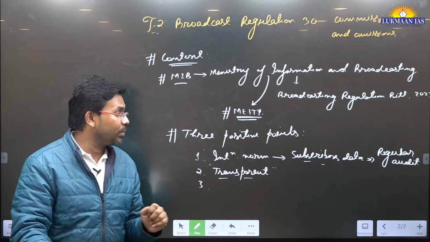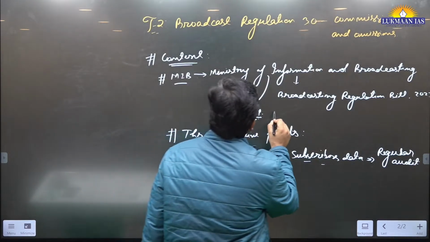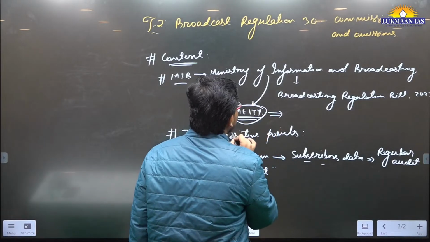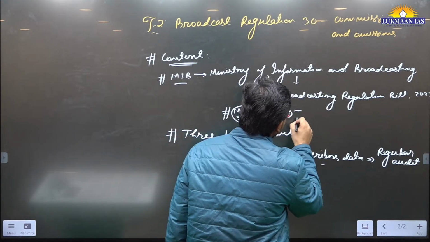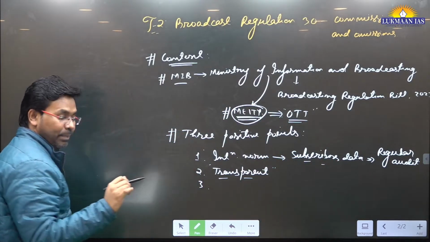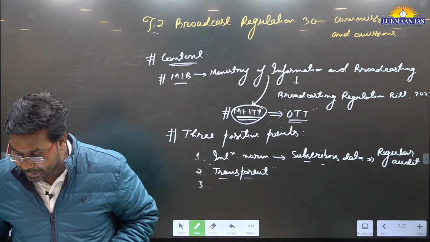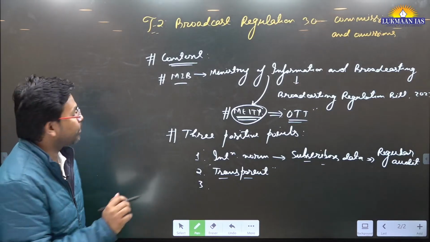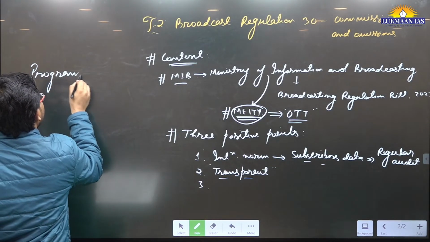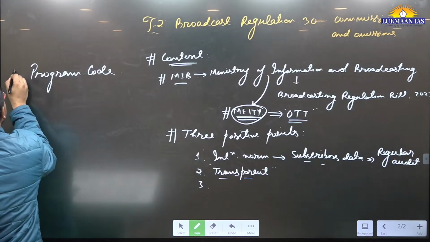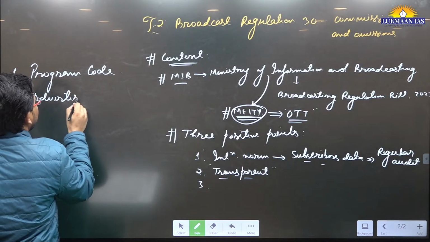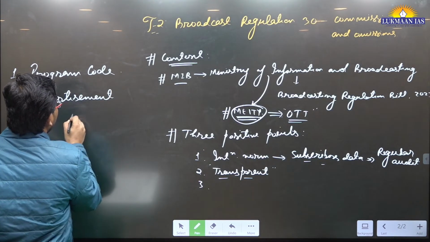But what are the problems? One of the problems the author has talked about is that the Ministry of Broadcasting is encroaching upon the area of the Ministry of Electronics and Information Technology by starting to regulate OTT. And in the broadcasting bill, they have mentioned two important parameters. One is the program code. The second is the advertisement code.